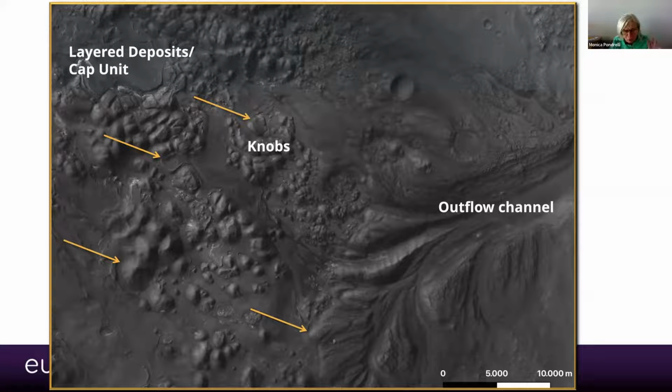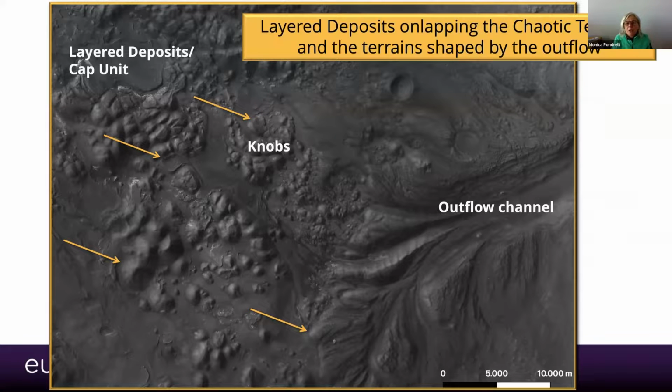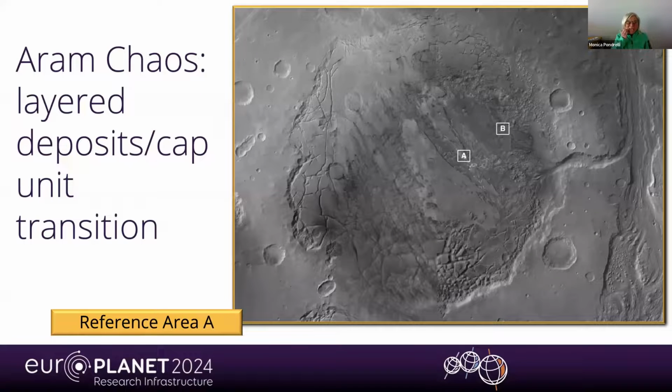I know I'm putting a lot of things together, but we will try to put order in a while. So again, layer deposits on the chaotic terrains and the terrain shaped by the outflow. Now, finally, let's focus on the transition between the layer deposits and the cap unit, which I was postponing a lot. Let's go to reference area A here.